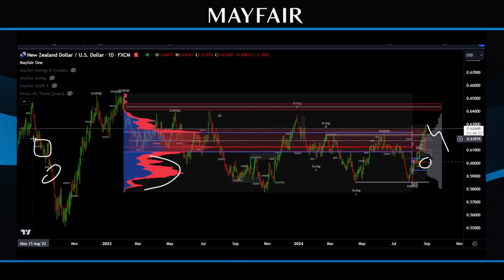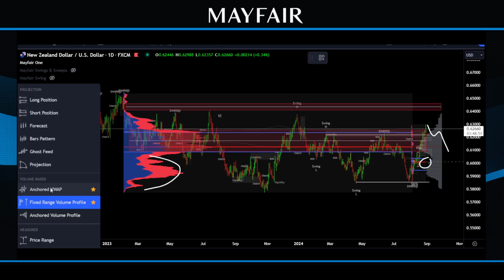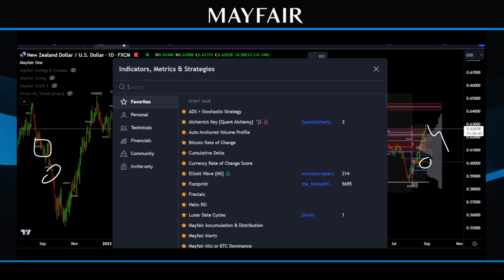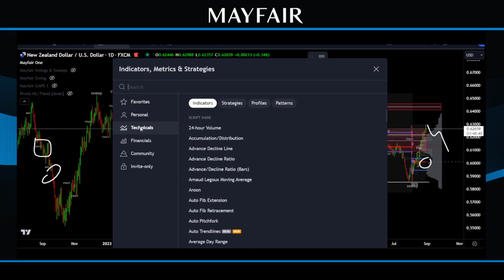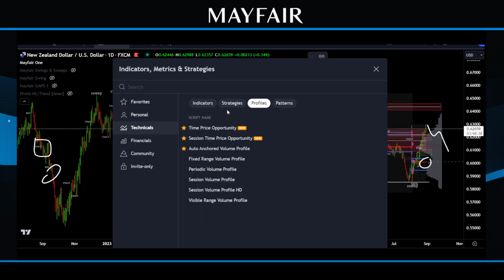Just as a quick reminder, it's 1, 2, 3, 4, 5 down, and then scroll down to the volume based, and it's in the center, fixed range volume profile tool. You can actually find this as well if you come into the indicators. You come to the technicals, across to profiles, and then it's this one obviously here, the fourth one down there as well.